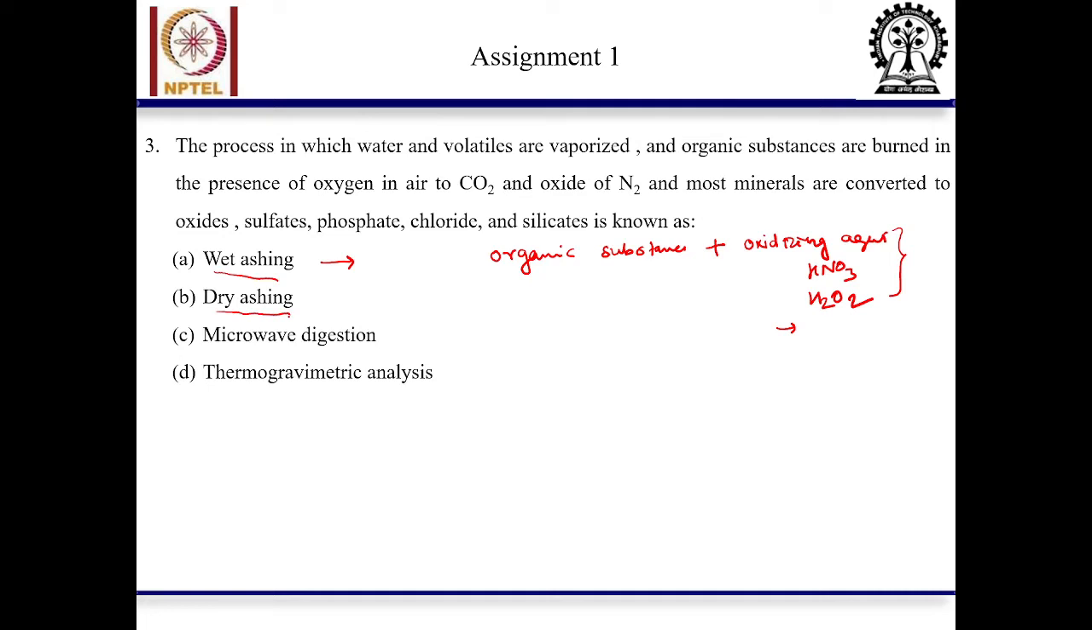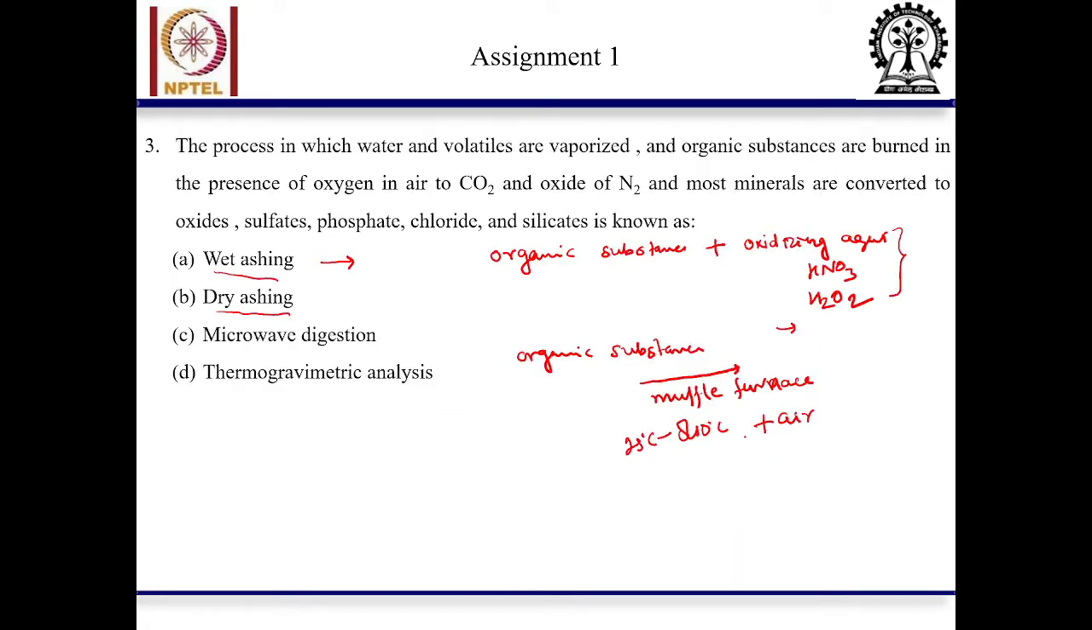Second is dry ashing. So what is dry ashing? Basically here we take the organic substance and heat it in a muffle furnace. So what is a muffle furnace? A muffle furnace is a setup where we can reach very high temperature, close to 800 centigrade, from about 25 degrees normal. In the presence of air, once that organic substance is heated at very high temperature, what will happen?